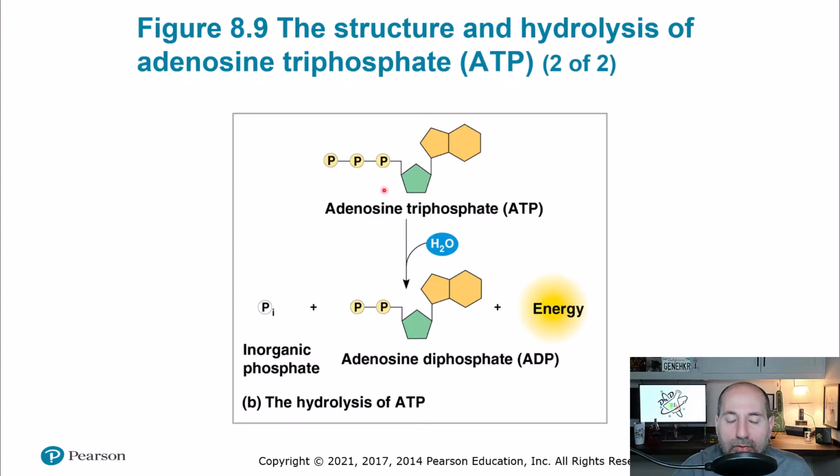When the cell wants to move something around, it can use this energy. When the cell wants to transport things out of the cell against the concentration, it can use this energy. If the cell wants to create a chemical or make something that requires energy, it can use this energy. So this is the energy that the cells use in order to do things that require work.